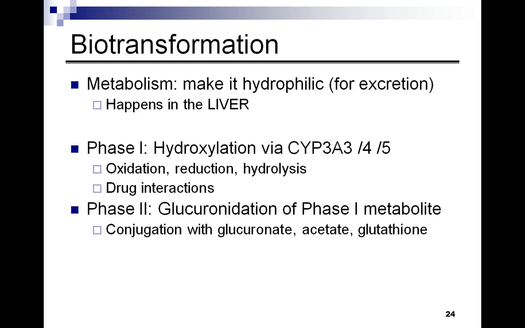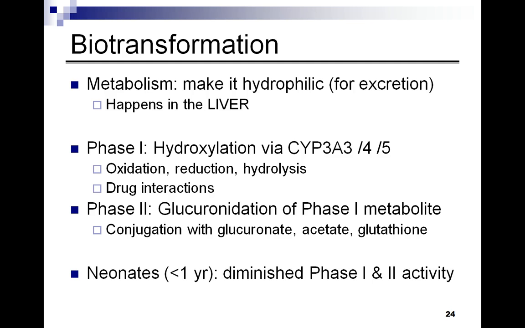We also have phase 2 reactions, which is conjugation. For midazolam, this would be glucuronidation of the phase 1 metabolite, but we can conjugate it with other polar substances besides glucuronate, like acetate or glutathione. Again, the purpose is to make our drug more hydrophilic so it can be excreted in the kidneys. Just a reminder that neonates have a significantly diminished phase 1 and phase 2 activity.